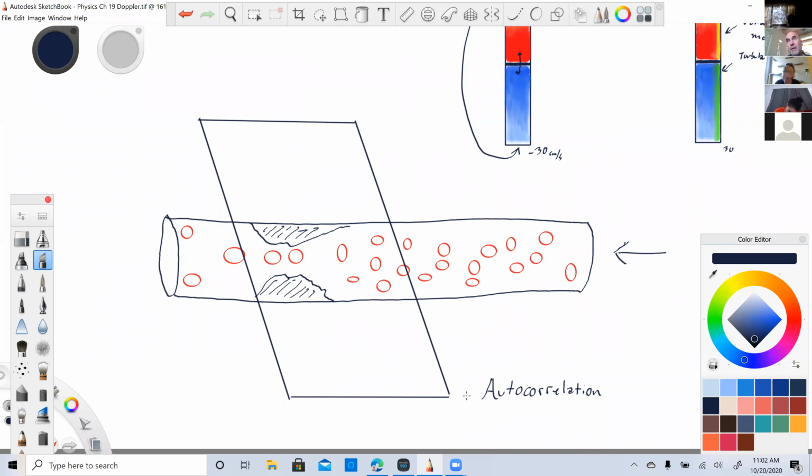Autocorrelation is the... it's not calculation, it was calculation. It's fun, it's good enough.